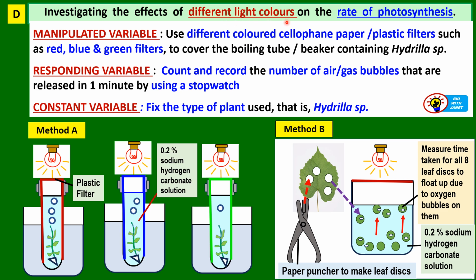Okay. Now, there is another factor that can affect the rate of photosynthesis, and that is the different light colors. Okay, so investigate the effects of different light colors on the rate of photosynthesis. So explain very briefly. Manipulated variable here is that we want to change the color of the light. So you can use a different colored cellophane paper or plastic filters, okay, or filters made of plastic, which is more durable, such as red, blue, and green filters to cover the boiling tube or the beaker containing the Hydrilla species.